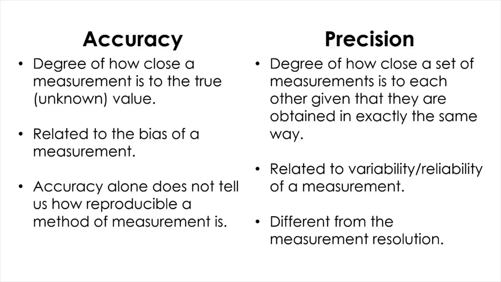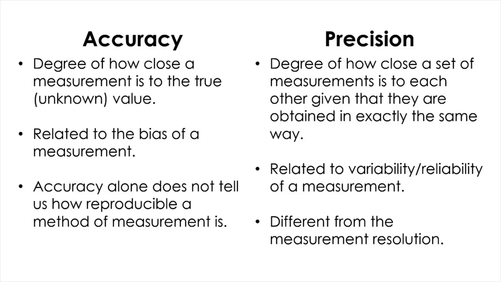Even though they're used interchangeably in everyday language, as if they are the same, accuracy and precision actually mean different things in the context of metrology, which is the science of measurement. In a stricter sense, accuracy represents how close a measurement is to the true value, which is typically unknown to us and which we try to estimate.